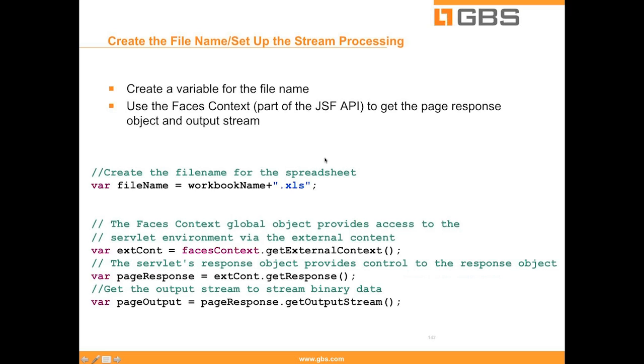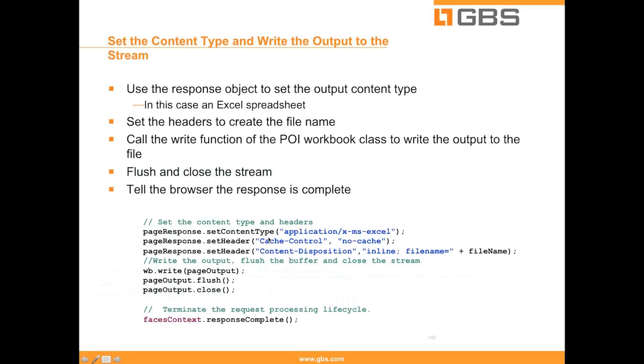We create a variable for the file name. We use the faces context, the JSF API, to get the page response object and the output stream. That's where we actually write the output stream. We set the content type to MS Excel, set the header where the file name is equal to the file name that we input, write the page output, and then flush and close our stream. And then we say that the response is complete.